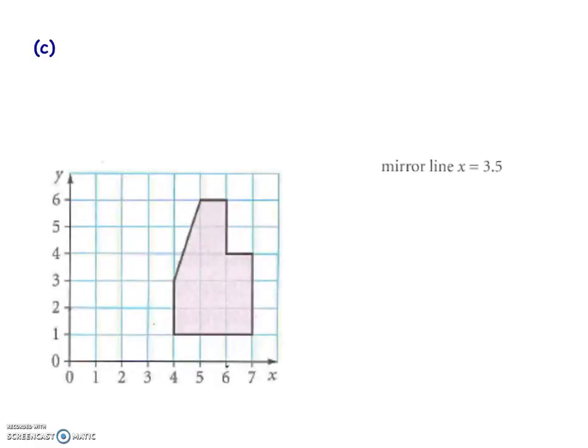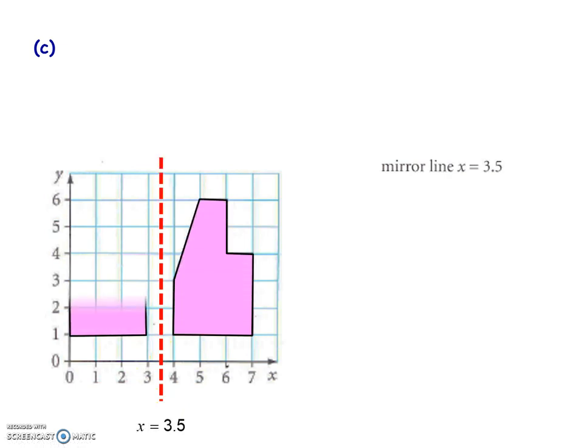Next question. Mirror line x equals 3.5. Now basically we cannot expect all of the time that our mirror line will be exactly on the grid. Sometimes it is not. So x equals 3.5. This is your x-axis. 3.5 should be in between the 3 and 4. Alright. So here is your mirror line. And this is your reflection.